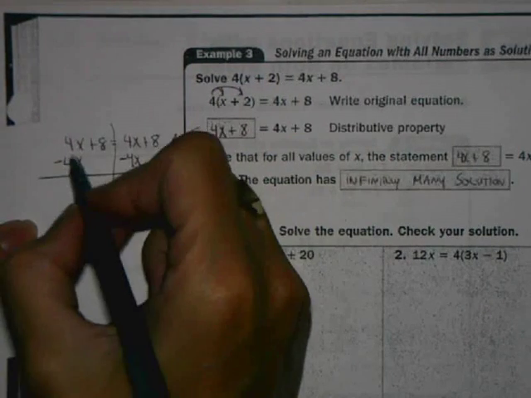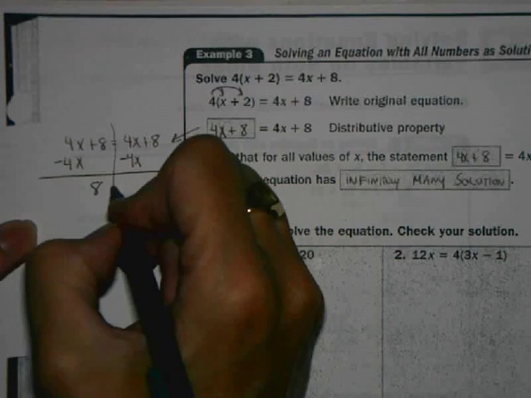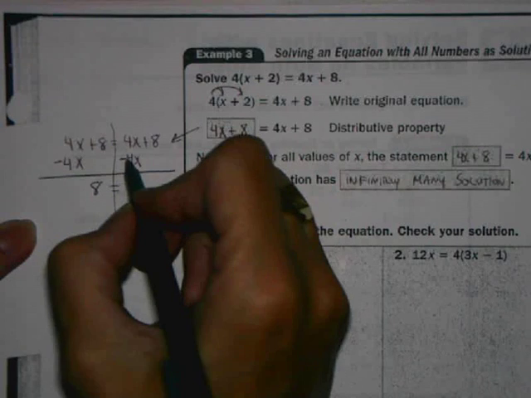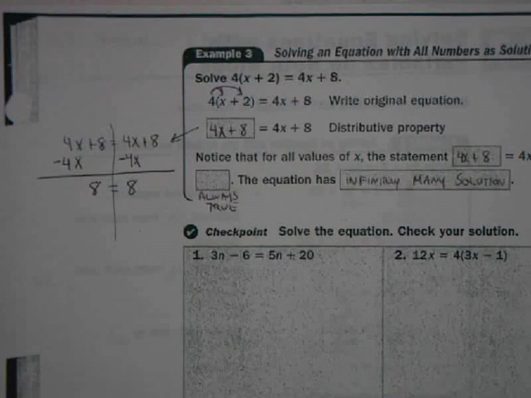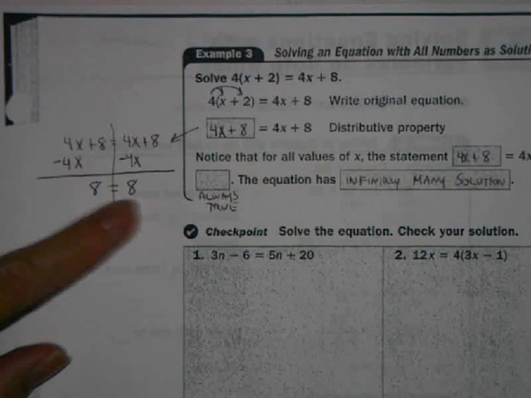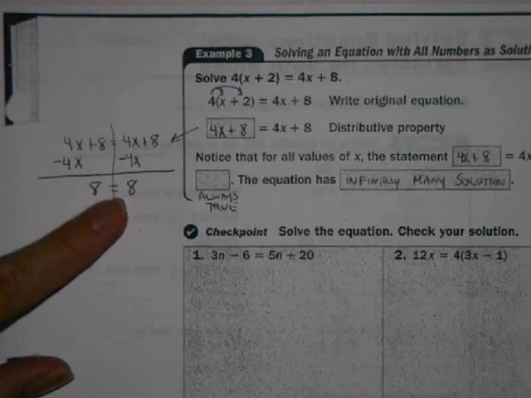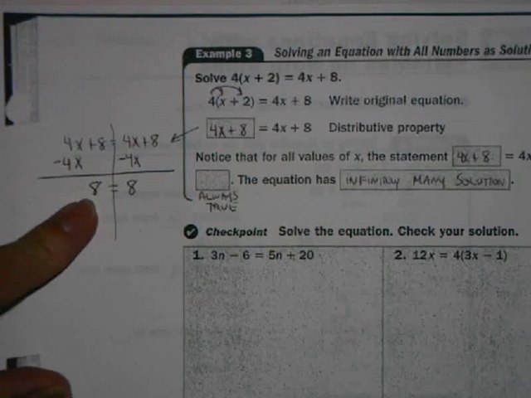When I do that, I end up with 4x minus 4x is 0, plus 8 is 8. On the other side, 4x minus 4x is 0, plus 8 is 8. I end up with this equation, 8 equals 8. That's always true. And notice there's no x in this. So no matter what x is, this equation is always going to be true.